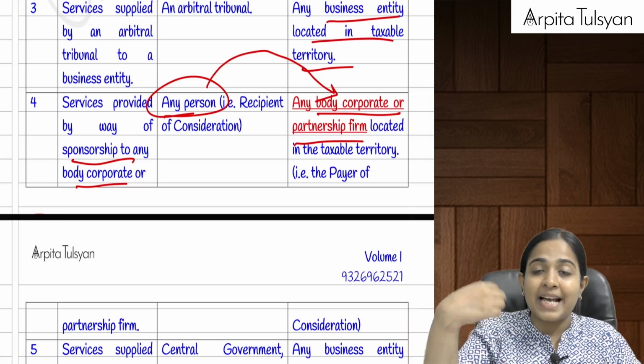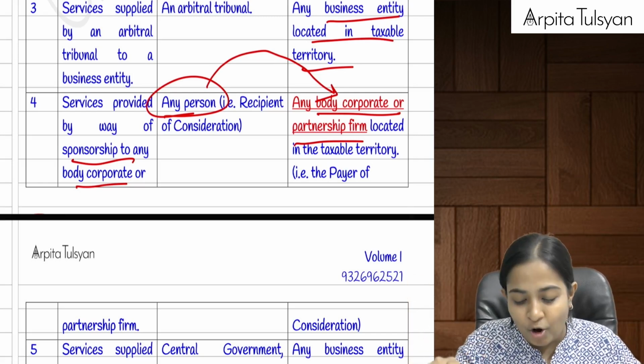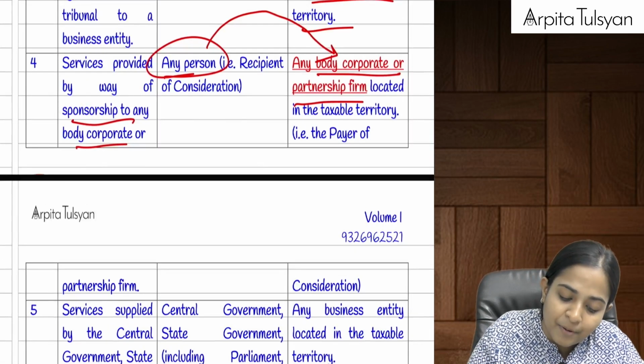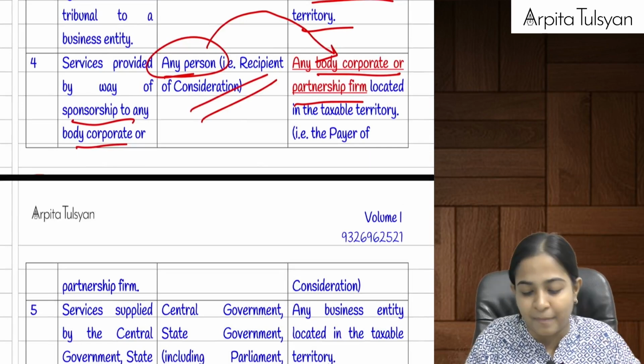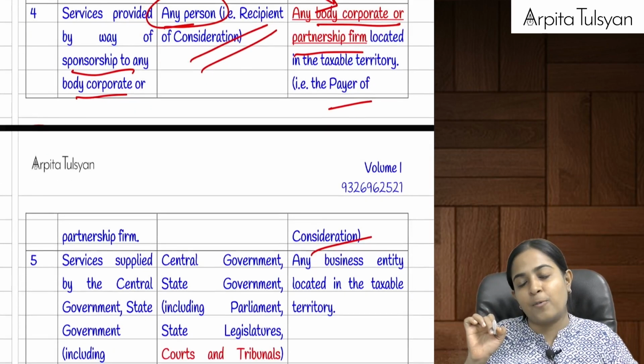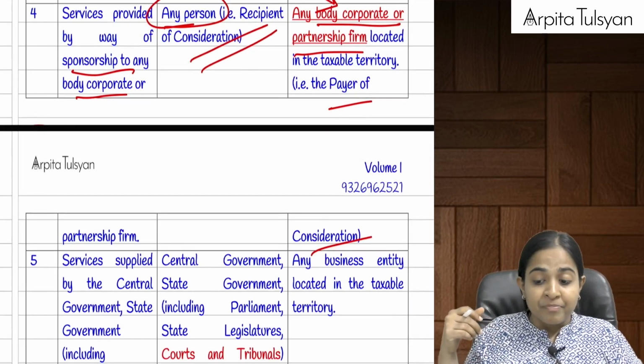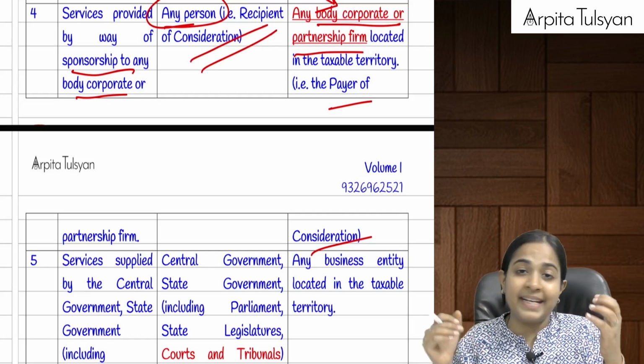I am doing it for a body corporate or a partnership firm. So I am the person who is going to receive the sponsorship money and you are the payer of that sponsorship money. In that case, the recipient of that money can be any person.